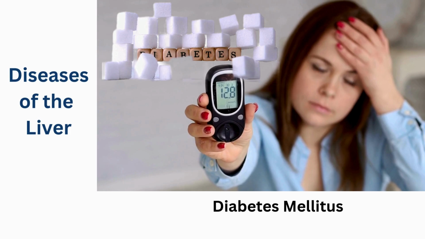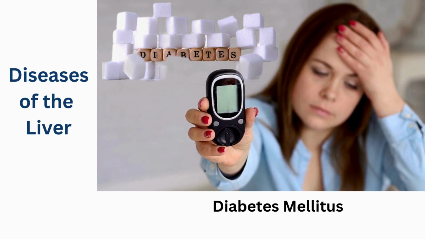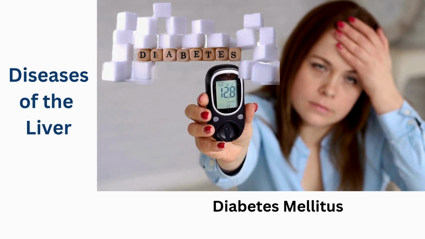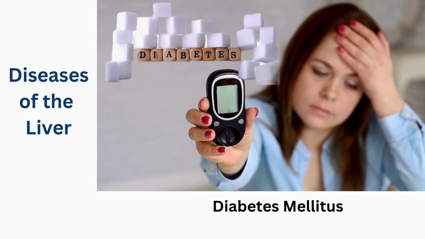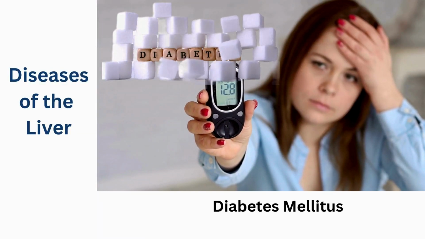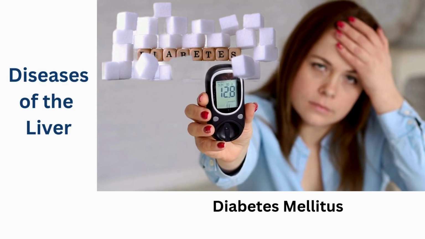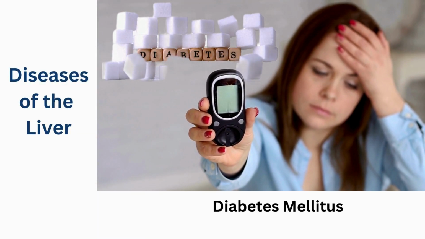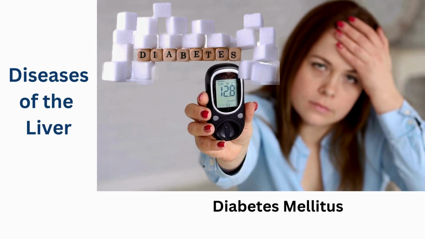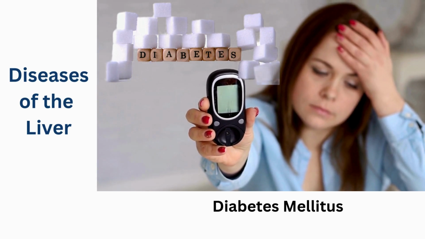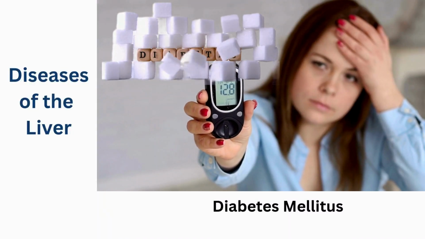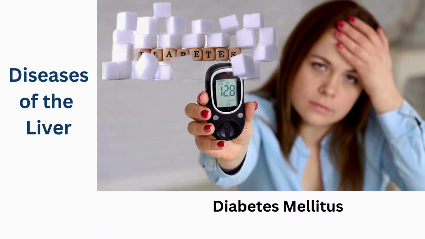Now let's look at the diseases of the liver. Number 1, diabetes mellitus. This disease is caused as a result of the inability of the liver cells to convert excess glucose in the blood into glycogen. This is as a result of the failure of the pancreas to produce a hormone called insulin. Due to this, excess sugar is left in the blood and lost through the urine.